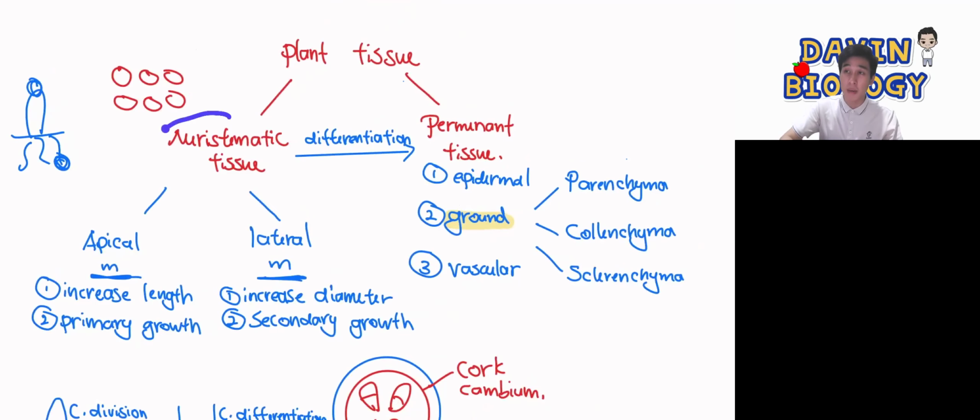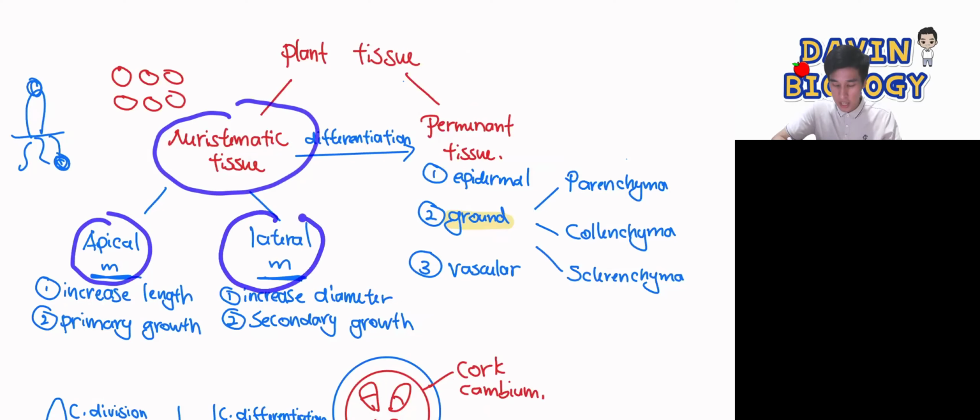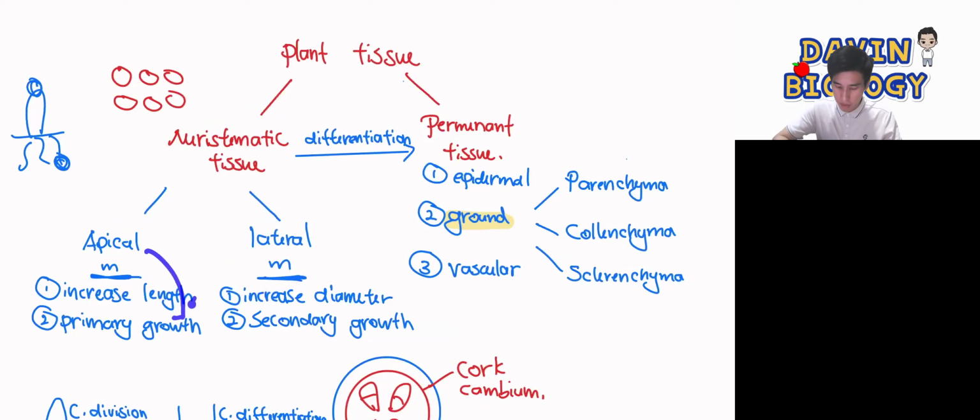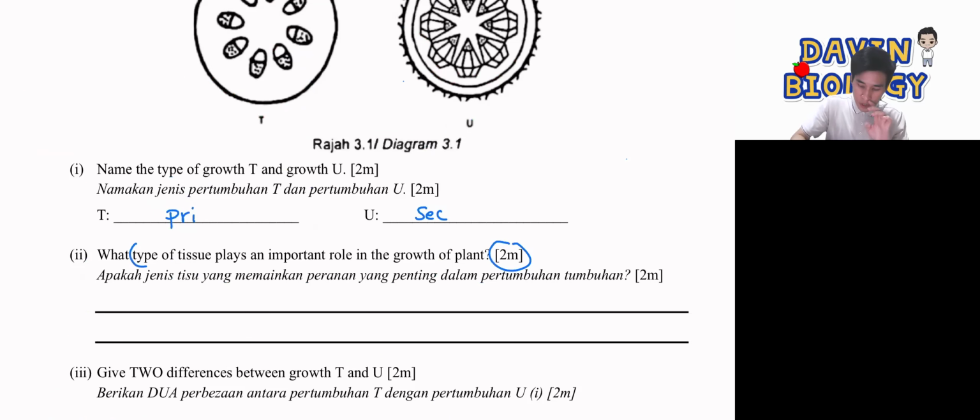these two: meristematic, so these two, apical and lateral. Apical is for primary, lateral is for secondary. That is what they want. So if they ask the type of tissues involved in growth, it is the meristem. Since there are 2 growths here, it's apical meristem and lateral meristem.